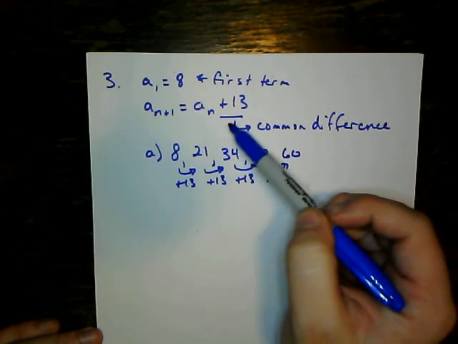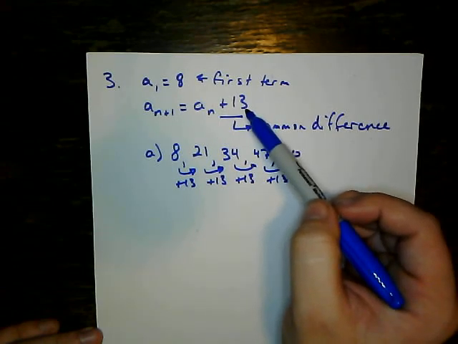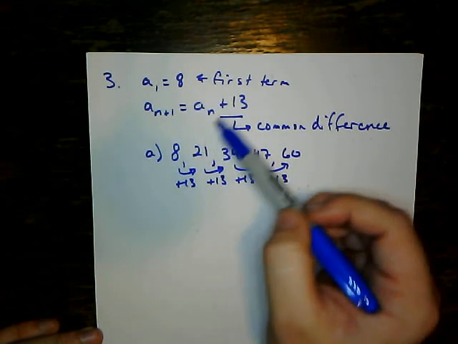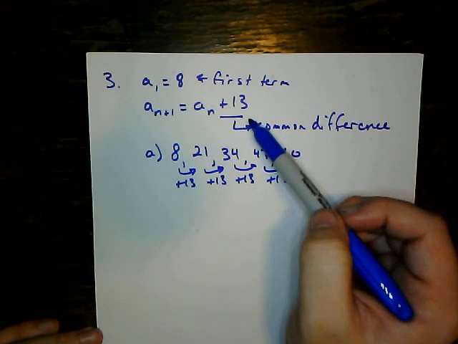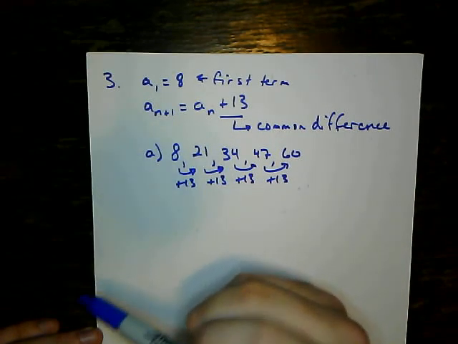So we saw that first term, we're told A1 equals 8. We come down here and we see we're taking whatever term we got and adding 13 to find the next one. This is what we've got right here. I want to add to it to find the next term in our sequence.